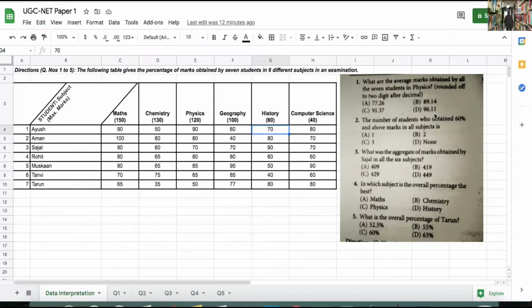So सबसे पहले let's read the question. Question number 1. What are the average marks obtained by all the 7 students in physics, rounded off to 2 digits after decimal? So we need to find the average marks obtained by all the 7 students in physics. The moment you read this question, you would directly jump into this column and start taking the average. No, don't do that. I'll tell you the reason why.